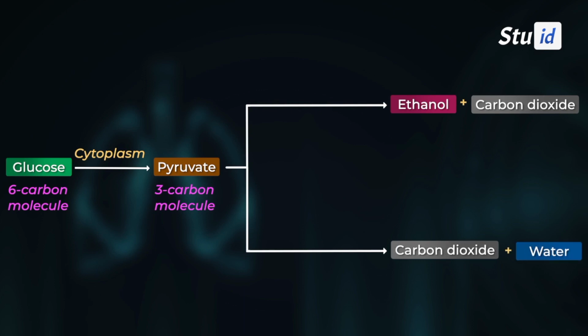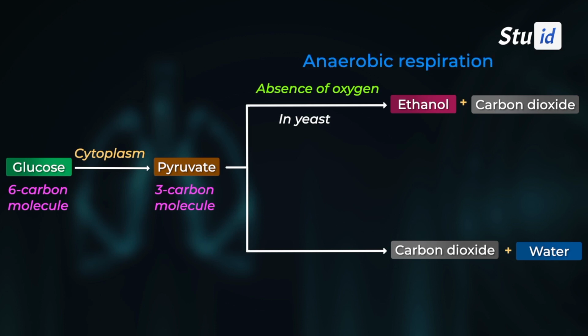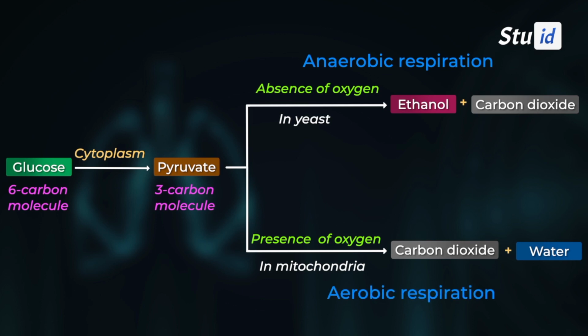As you can see here, the conversion of pyruvate into ethanol and carbon dioxide takes place in the yeast during the process of fermentation. It takes place in the absence of air, so it is called anaerobic respiration. The conversion of pyruvate into carbon dioxide and water takes place in the mitochondria. It takes place in the presence of oxygen, so it is known as aerobic respiration.